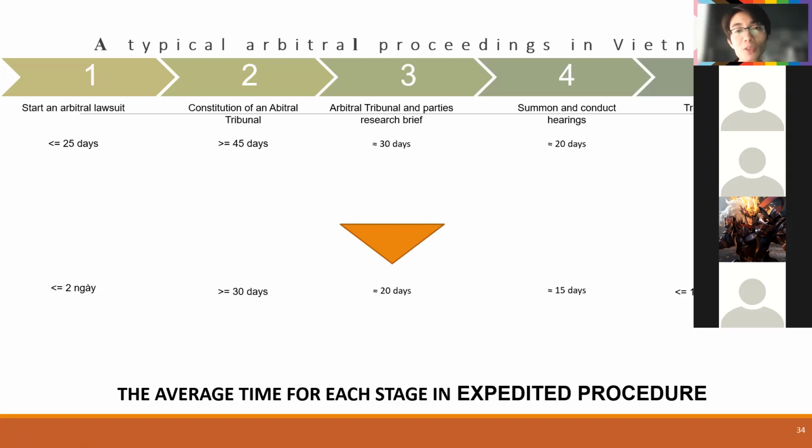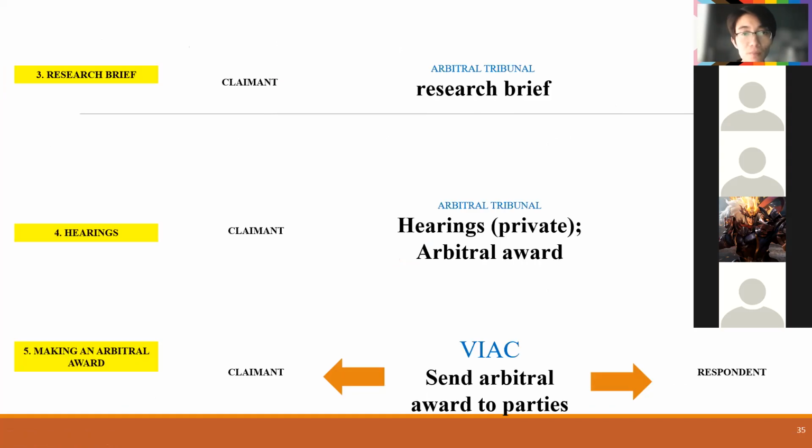That's why we need to choose a very experienced and famous arbitrator in order to resolve the case. That's why the constitution of the arbitral tribunal consumes a lot of time. And then the secretary of the arbitration center will normally arrange this matter.